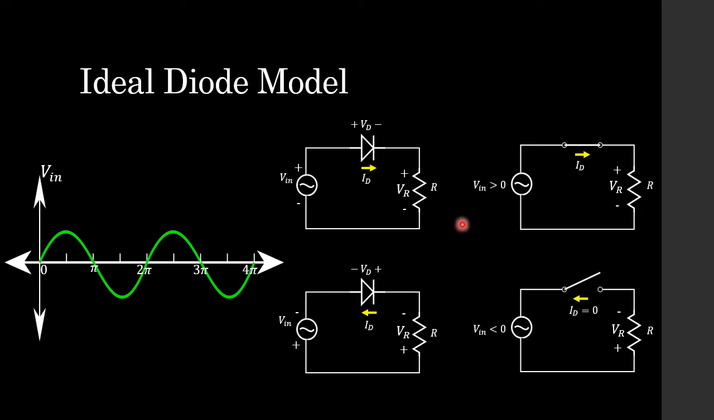And as we know, when our input voltage is greater than 0, we're going to be forward biasing our diode. So we replace our diode circuit element with a closed switch. And when our input voltage is less than 0, we are reverse biasing our diode, so we simply replace it with an open switch. And that is how we then model our diode in an actual circuit.